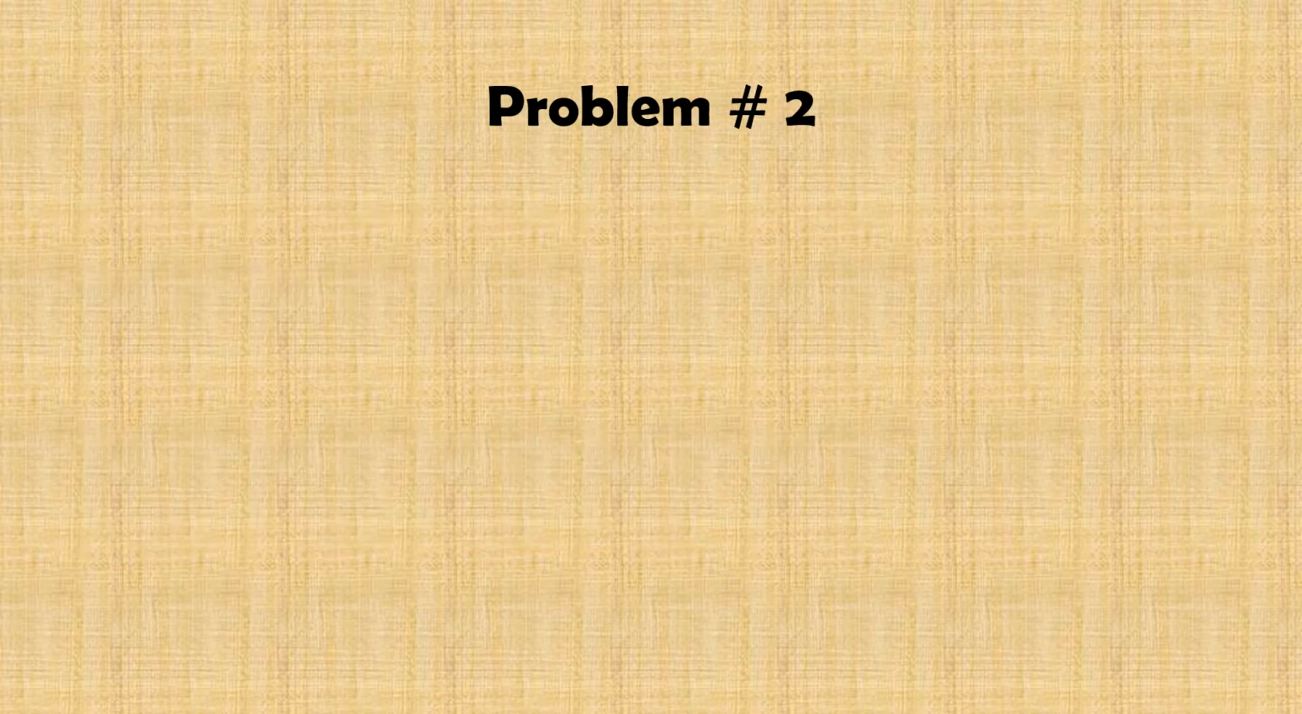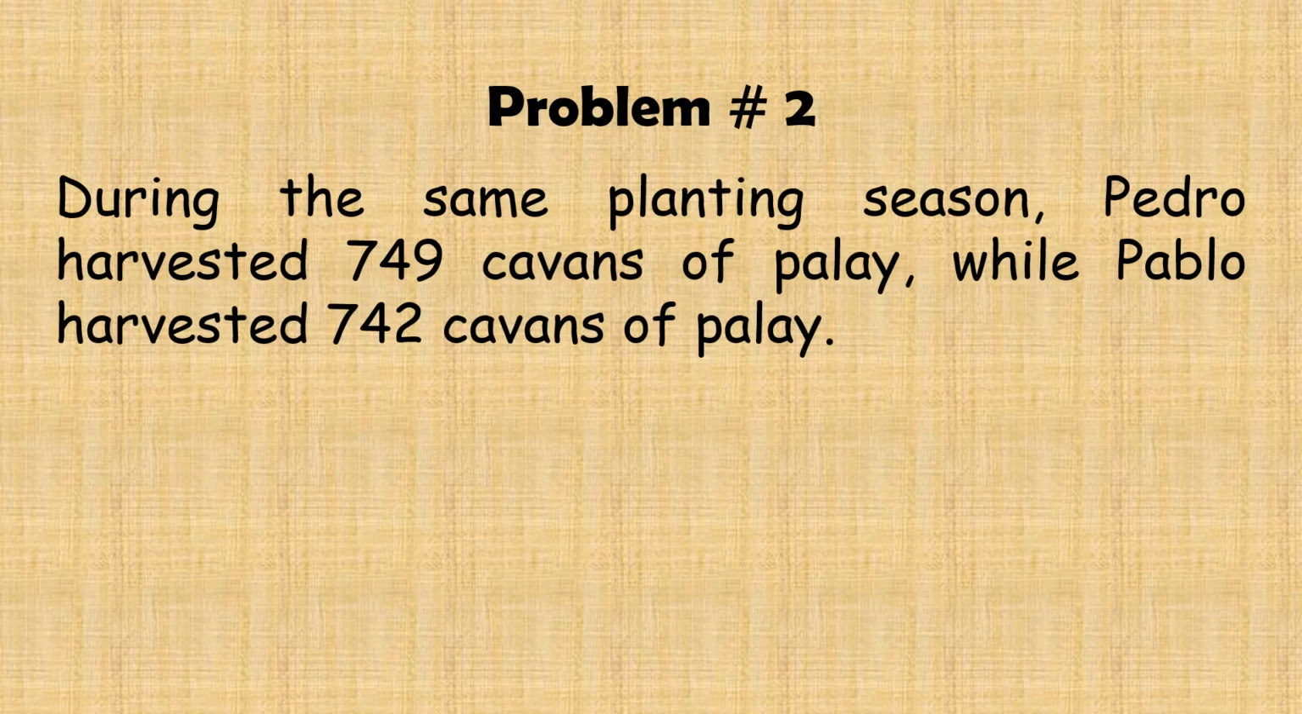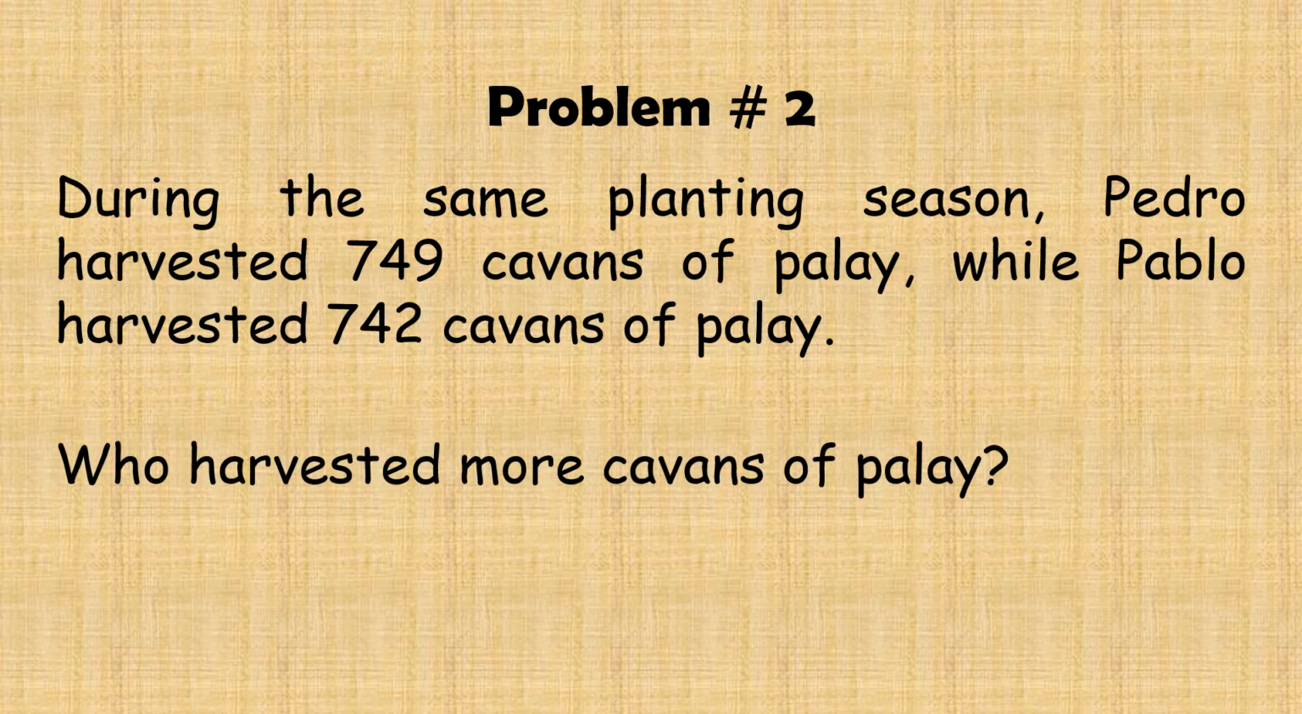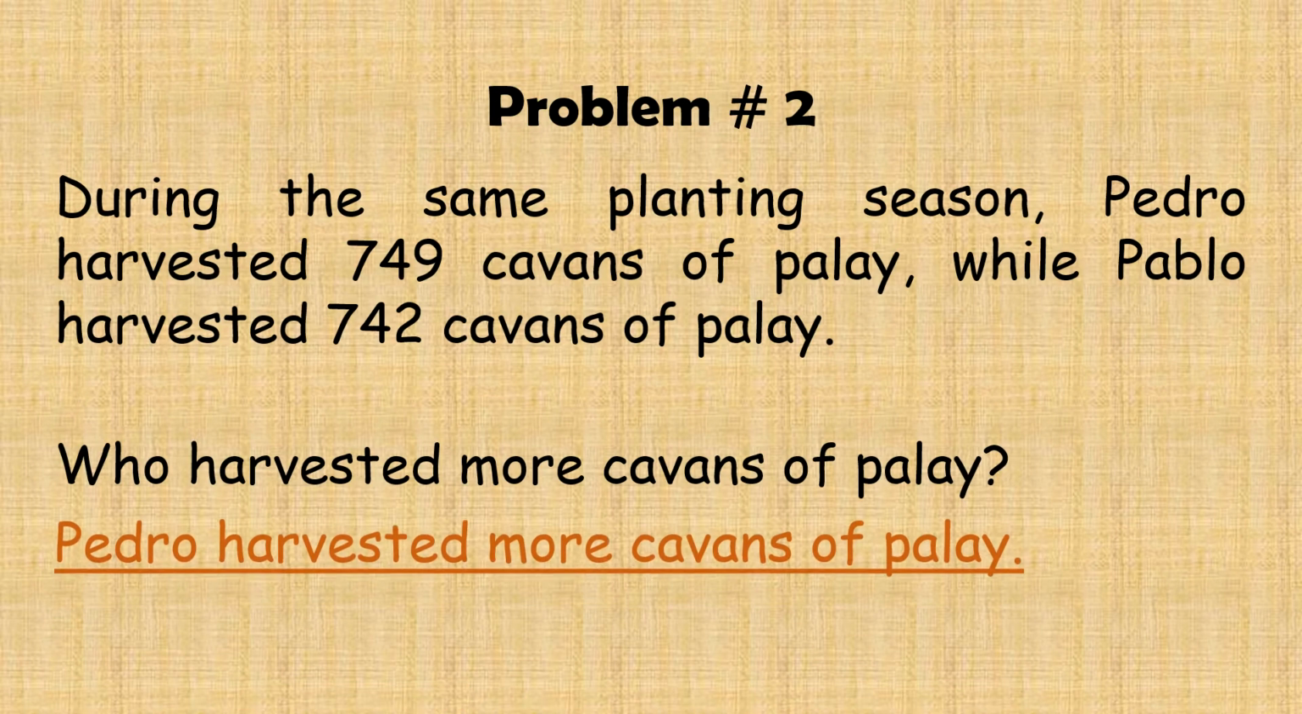For problem number 2, during the same planting season, Pedro harvested 749 kabans of palay, while Pablo harvested 742 kabans of palay. Who harvested more kabans of palay? Answer: Pedro harvested more kabans of palay because 749 kabans is more than 742 kabans.